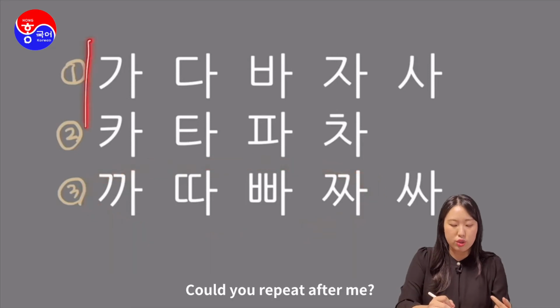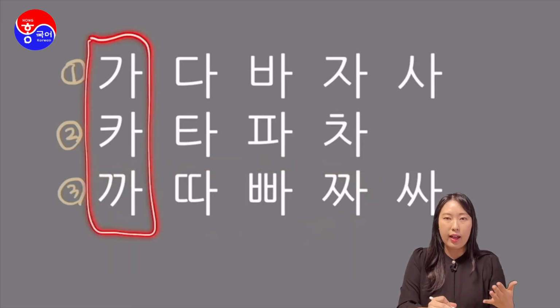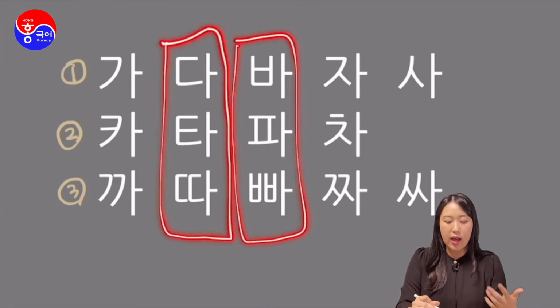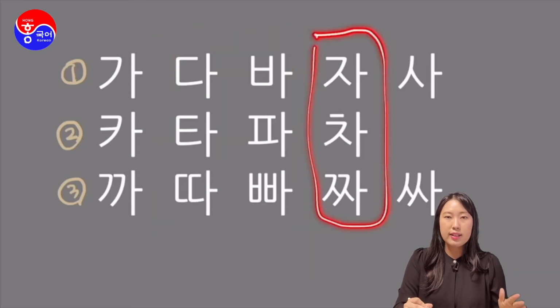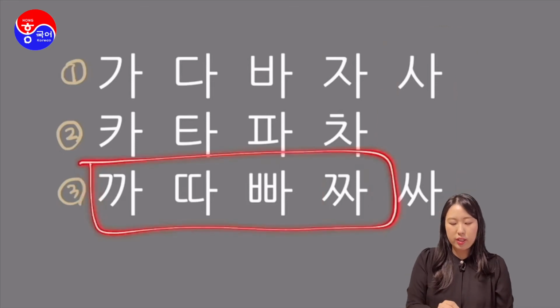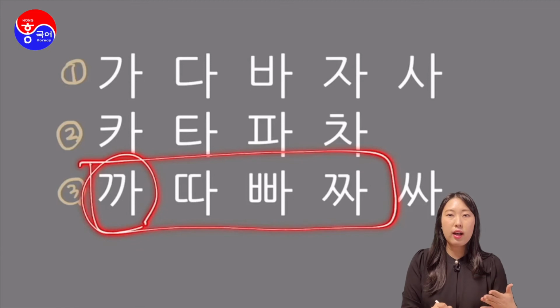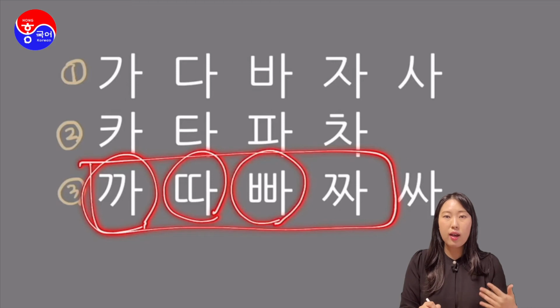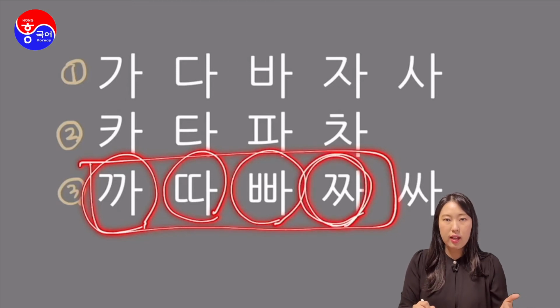Okay? So could you repeat after me? Ka, ka, ka. Ta, ta, ta. Pa, pa, pa, cha, 차, 짜, 사, 싸. So only this line, let's practice. 까, 까, 따, 따, 빠, 빠, 짜, 짜.